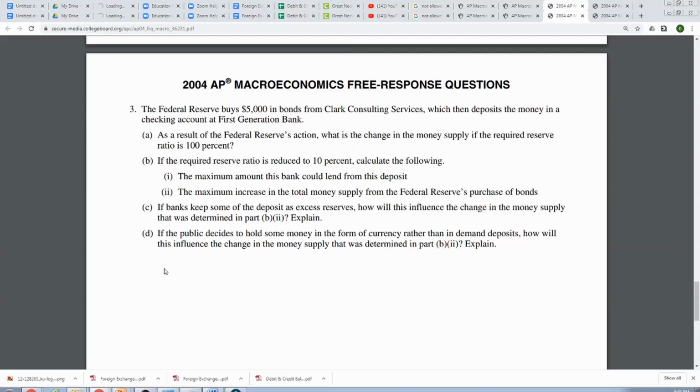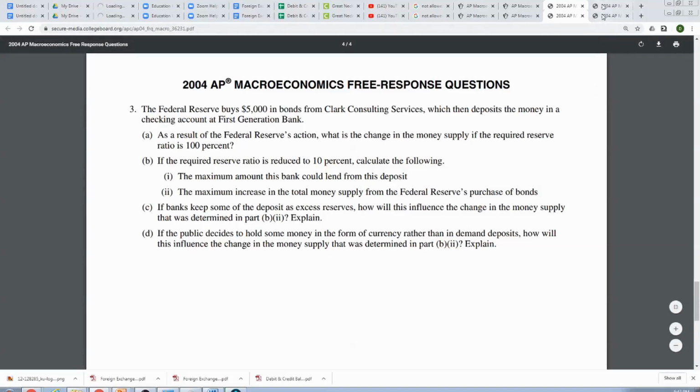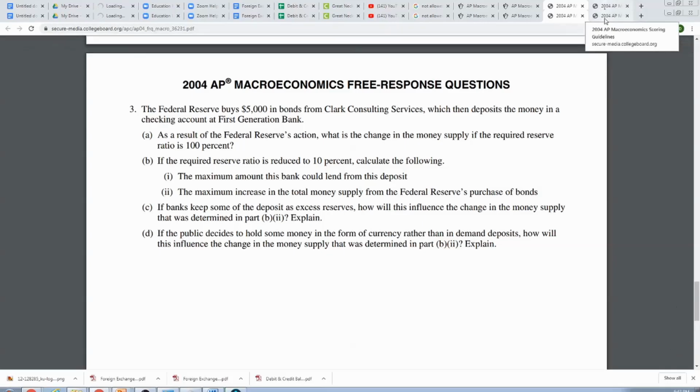So what happens if some banks keep the excess reserves? How will this influence the change in the money supply? Less money will be created because the multiplying effect will be less, because they're not lending out all the money that they can. What if they hold money in some form of currency? Again, the two assumptions we must make are banks lend out all their excess reserves and people redeposit all their money. If one or both of those doesn't happen, then we won't be able to get the maximum amount from the economy or from the buying of the bond.